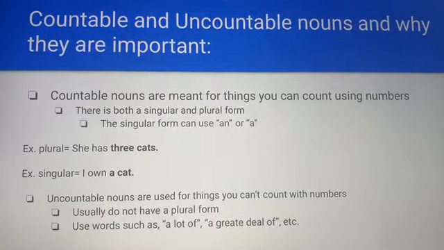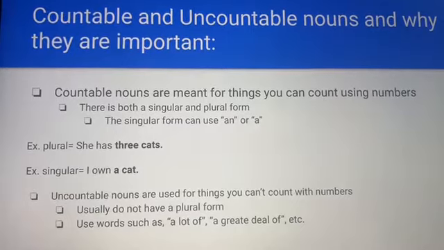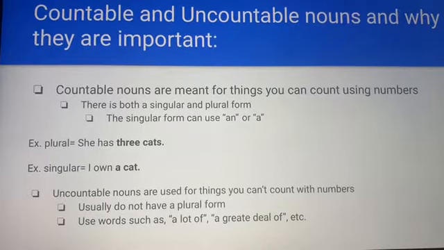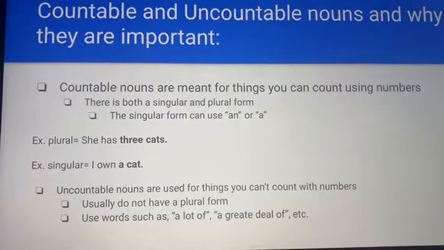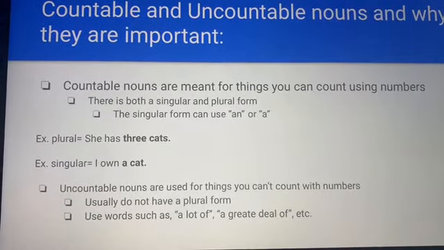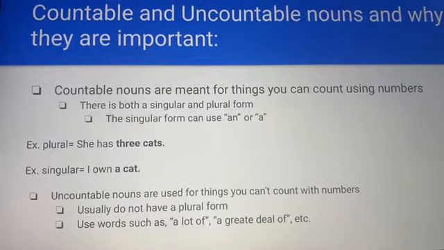While dealing with quantifiers, you also need to understand the concept of countable and uncountable nouns and why they are important. Countable nouns are meant for things you can count using numbers. In a sentence, the singular form will usually use an or a. An example is, I own a cat. For countable nouns, there is a singular and plural form.